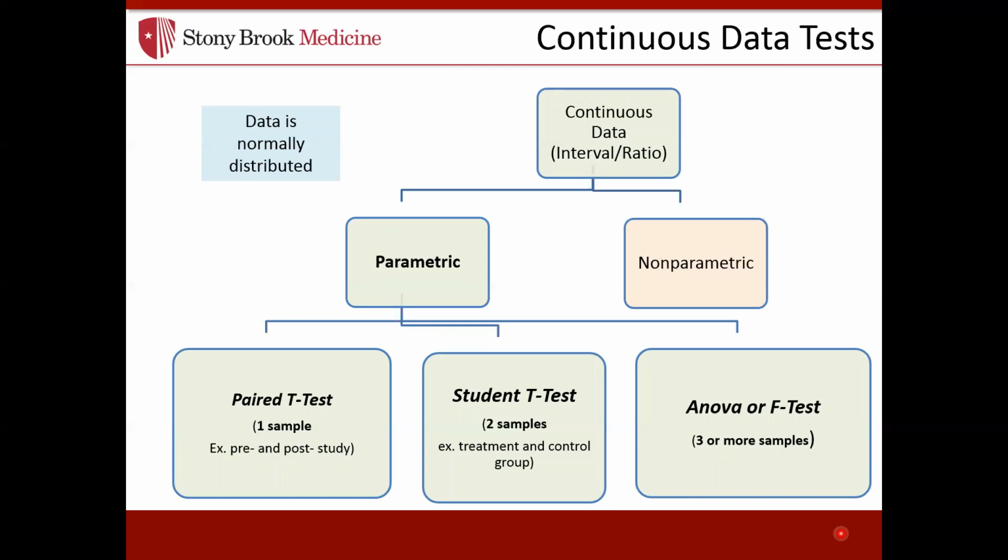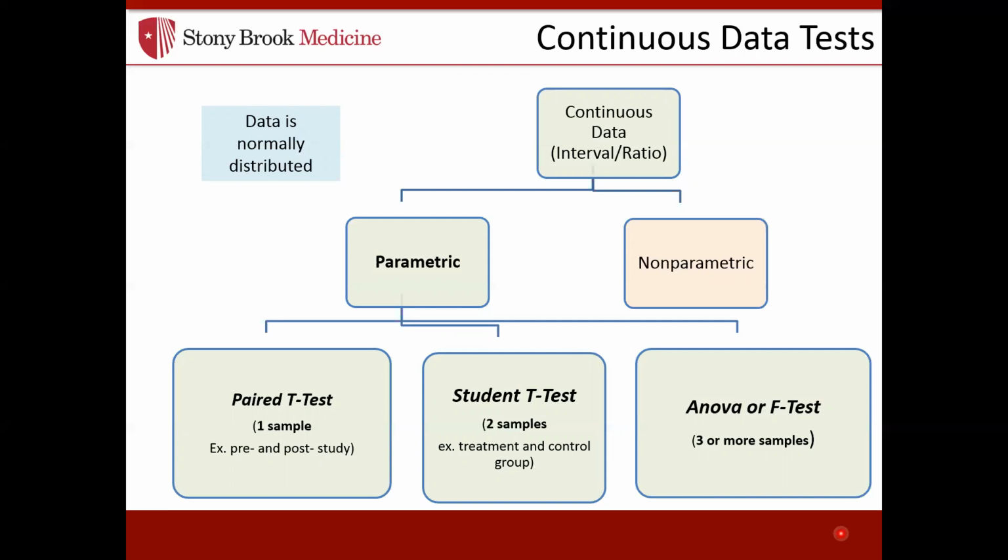The first thing to do when you are trying to select a statistical test is to determine what type of data you have. So continuous versus categorical. Then it is to determine if the data is normally distributed, so like that bell curve we were looking at, followed by how many samples you have in a study.